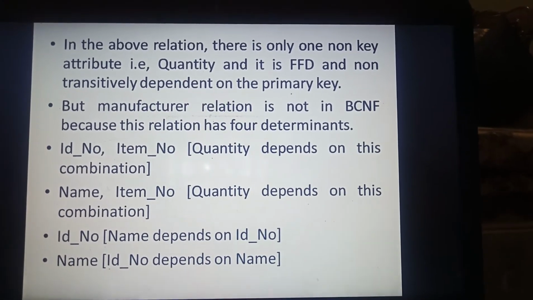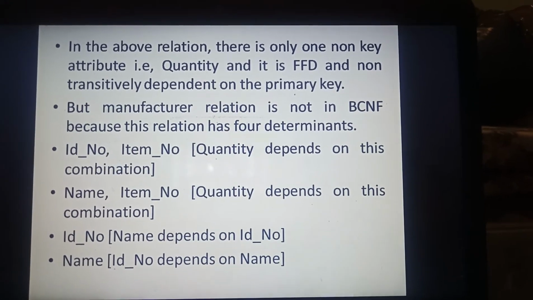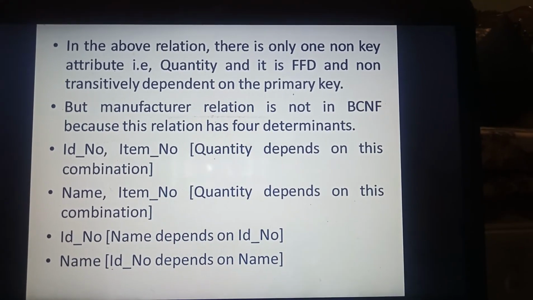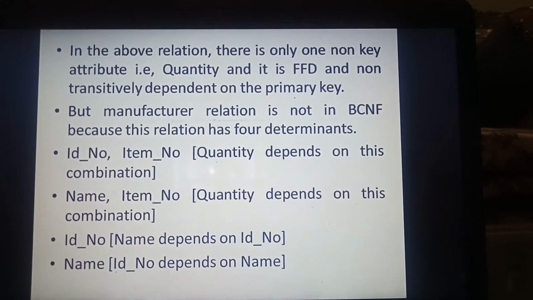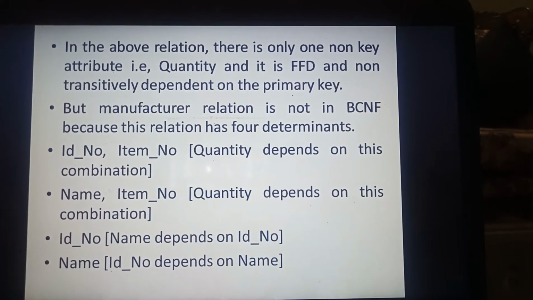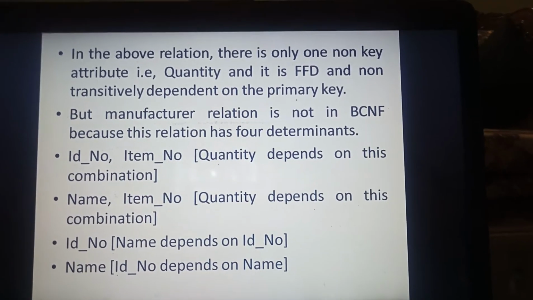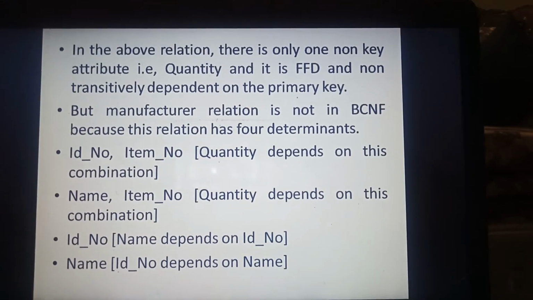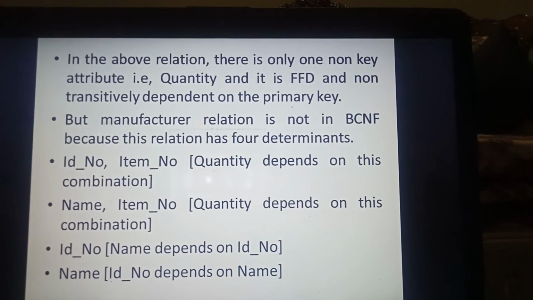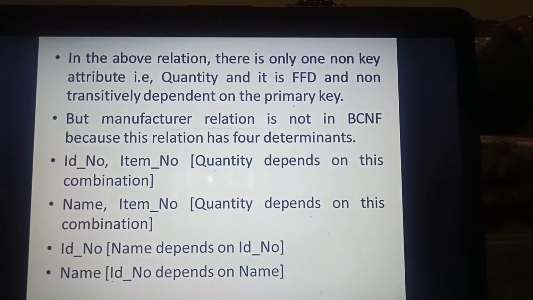So these are the 4 determinants, and out of these, only the first 2 are candidate keys. We can make ID number, item number a candidate key, and name and item number, but separately ID number and name we cannot make candidate keys. So BCNF does not hold true on this relation.